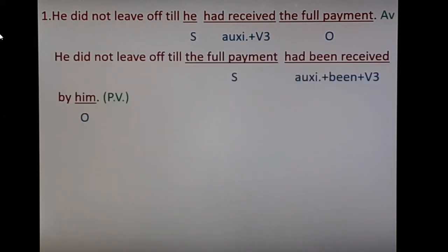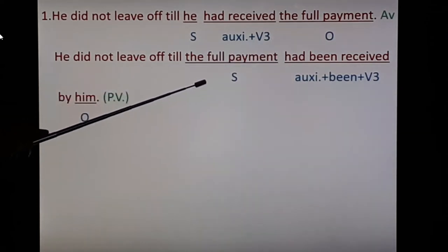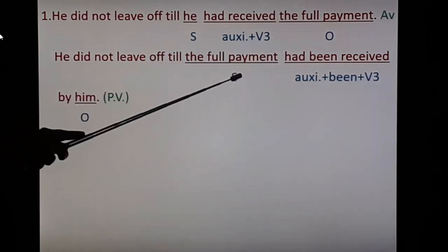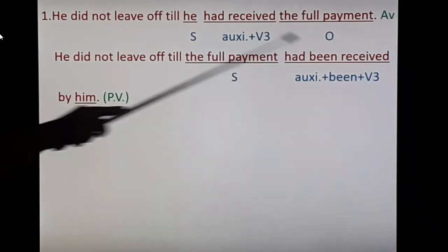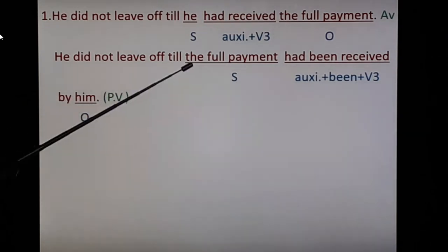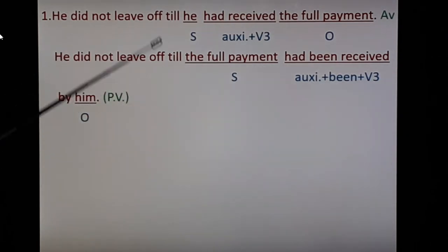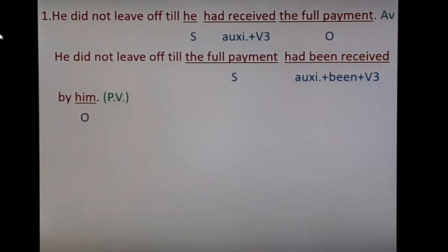Next, how to turn this to passive? The same sentence you have to write in the beginning. He did not leave off till. Then here the full payment, that is an object, so it becomes subject in passive. So the full payment had, then add been, then V3 form, and then by he becomes him. So this is passive voice. He did not leave off till the full payment had been received by him.